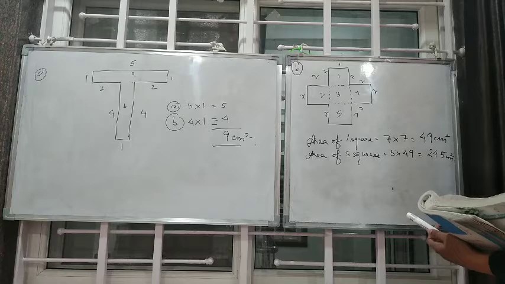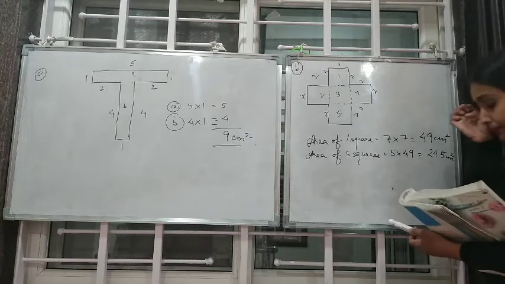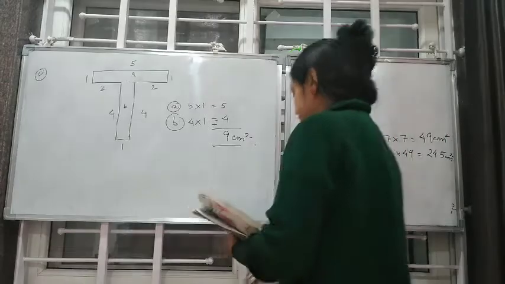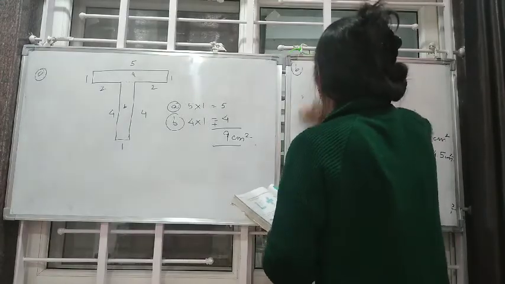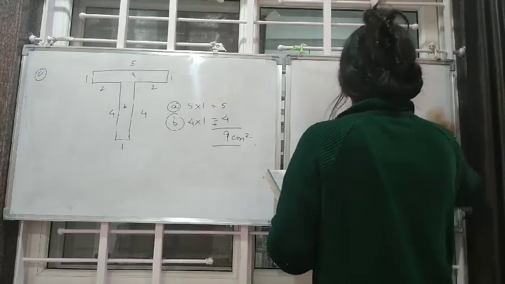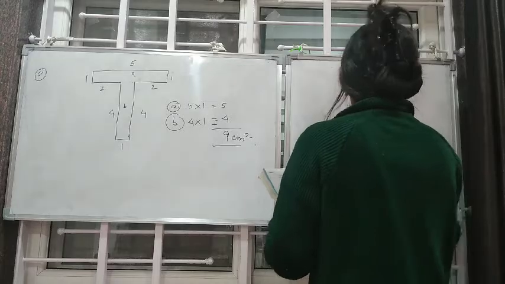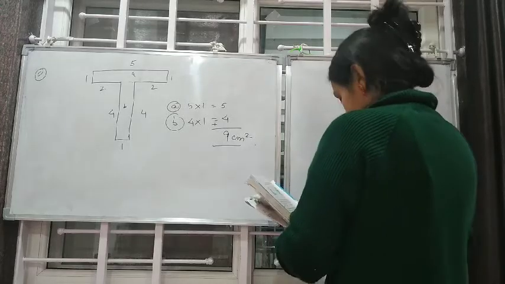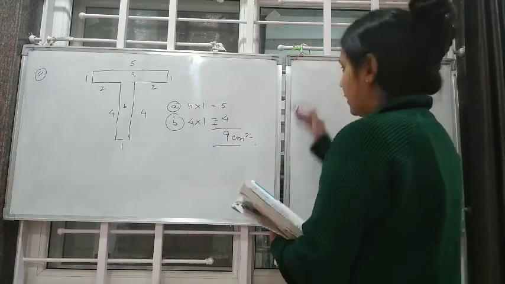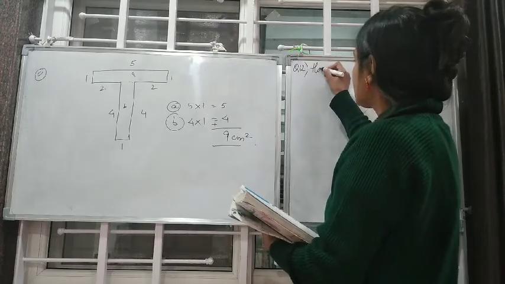Now, this is C. Now we will start with D. There is no D, there is question number 12. The last question of this exercise. Let's finish it.